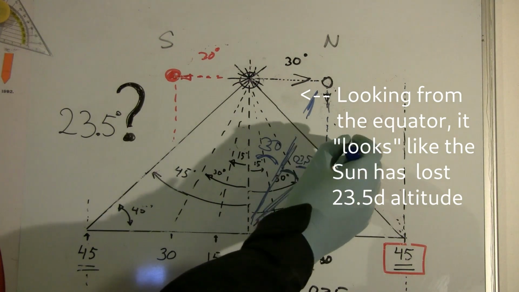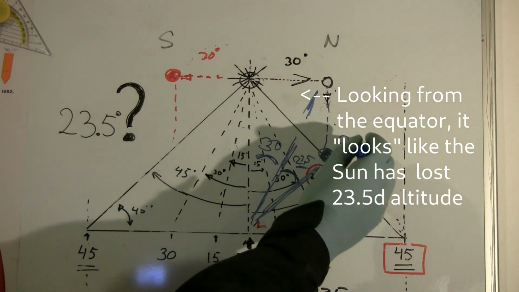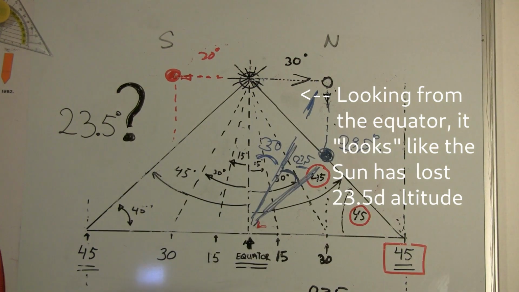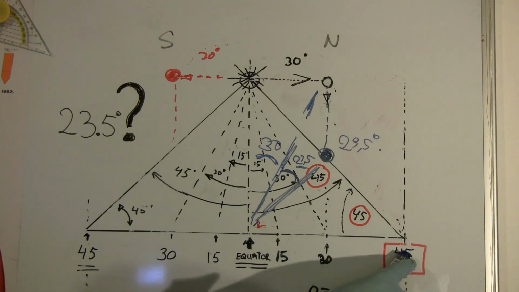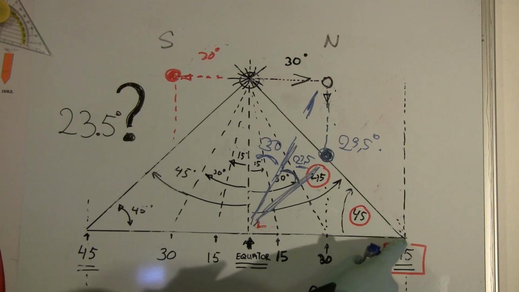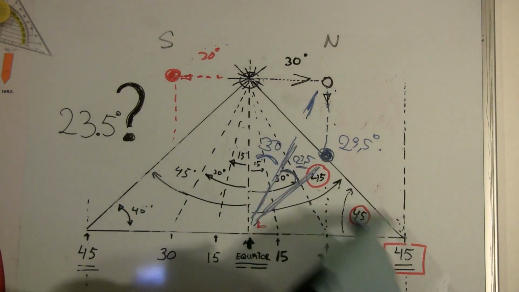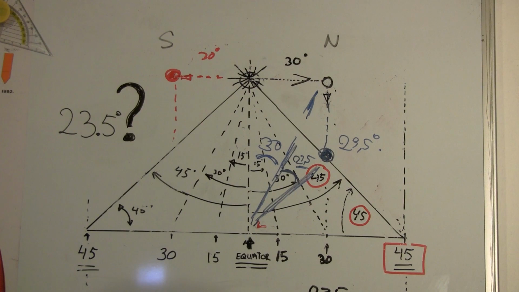So this is the 23.5 degrees. It means if we are on a 45 degree latitude, we're looking direct straight to the sun as well. This is what the Gleasons map is telling us.